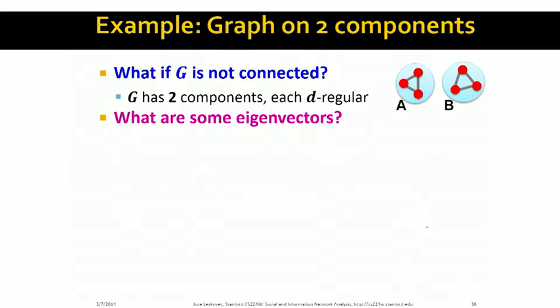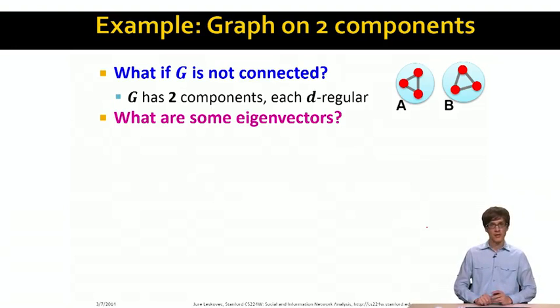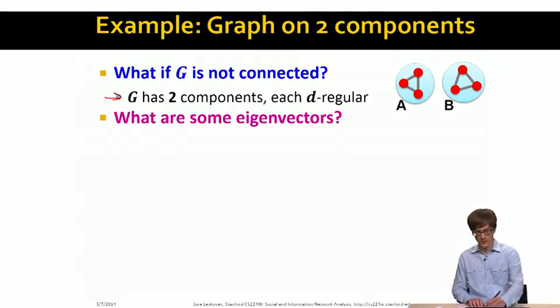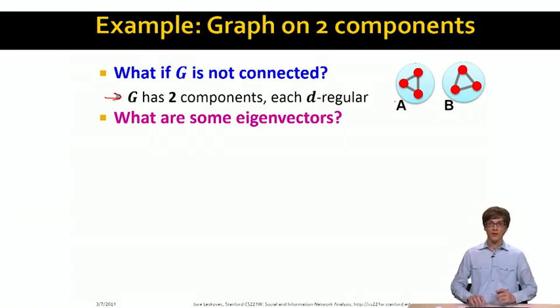Now we can start asking, what if our d-regular graph is not connected? In the previous case, we made the implicit assumption that every node has degree d and that our graph is connected. Let's think about a graph that has two connected components, each one d-regular. For example, here on the right, I have an example of a two-regular graph with two connected components. Basically, we have two separate graphs that are not connected with each other, and every node has degree 2. So the question is, what are some eigenvectors and eigenvalues of this graph?